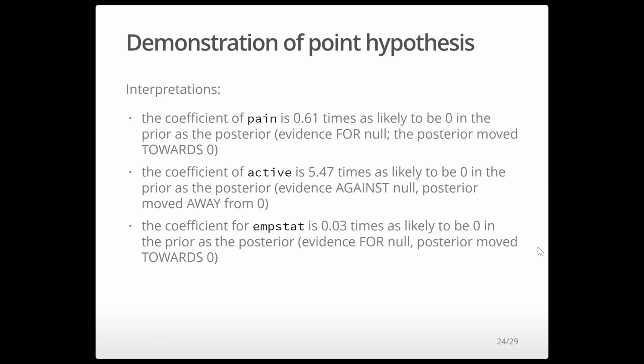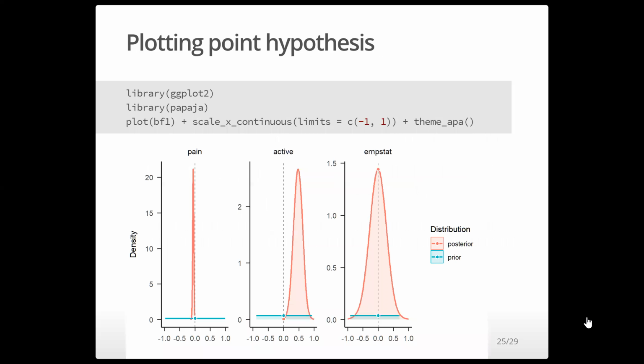Likewise, the coefficient for active is 5.47, so it's 5.47 times as likely to be 0 in the prior as the posterior. And so this is evidence against the null. The posterior moved away from 0, just less mass at 0 in the posterior. And likewise, the coefficient for MStat is more likely to be 0 in the posterior than the prior, and this is a much stronger result. And we can also visualize this, which is kind of neat.